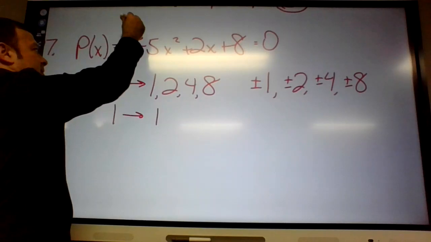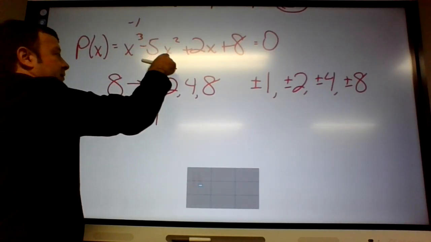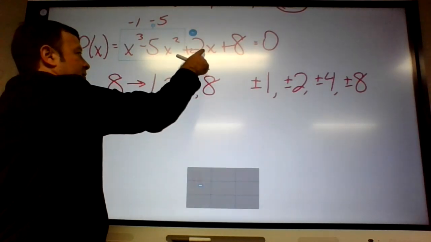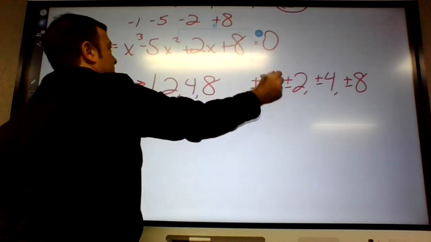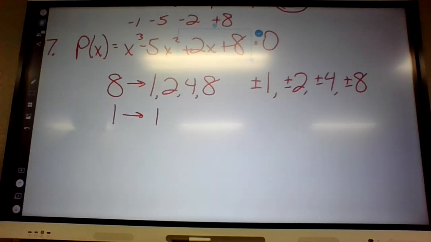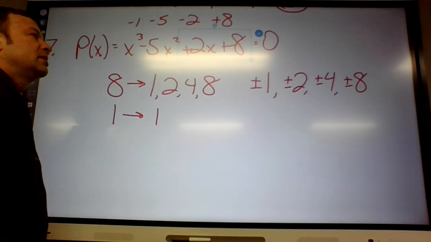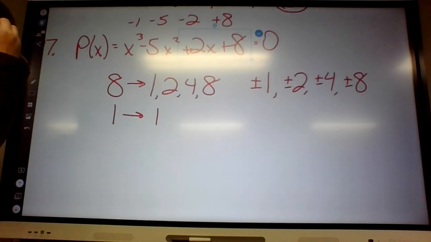So 1 is not an answer. I might try -1 the old-fashioned way. -1 cubed is -1. -1 squared is 1 times -5. -1 times 2 is -2, plus 8. Does that work? No. Actually, we did it. Yes, that does equal 0. Okay, so -1 is one of our answers.